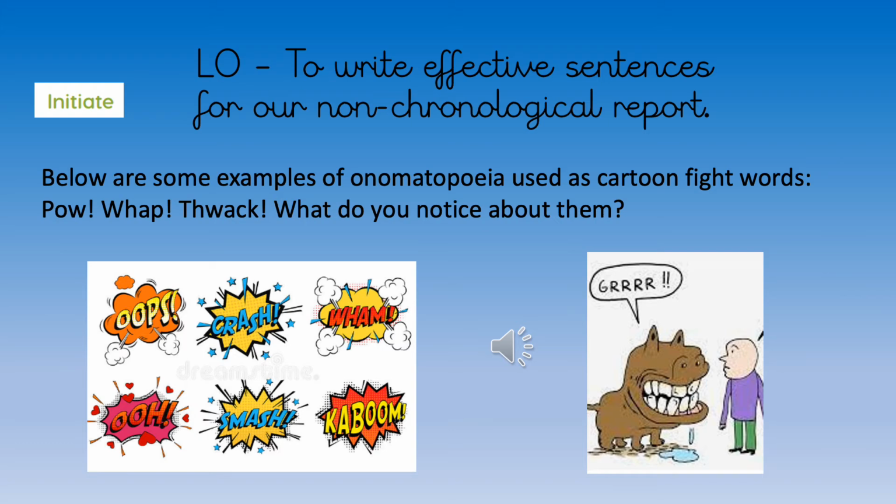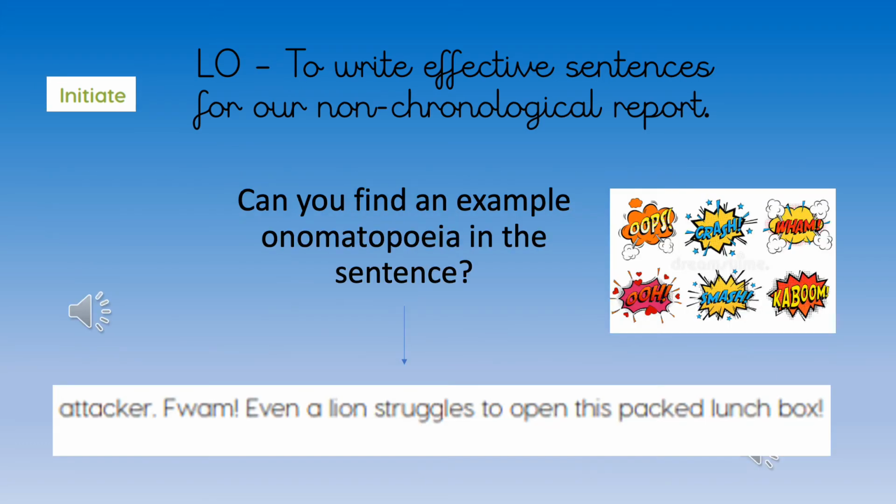Below are some examples of onomatopoeia used as cartoon fight words. Pow, whap, thwack. What do you notice about them? Imagine you are an animal expert explaining why the pangolin does not have an exoskeleton. What would you say? Write that down in your book. Can you find an example of onomatopoeia in the sentence below? Thwam. Even a lion struggles to open the packed lunchbox.